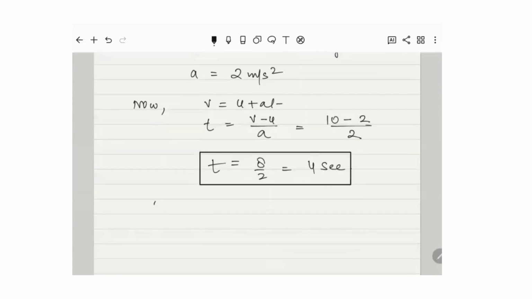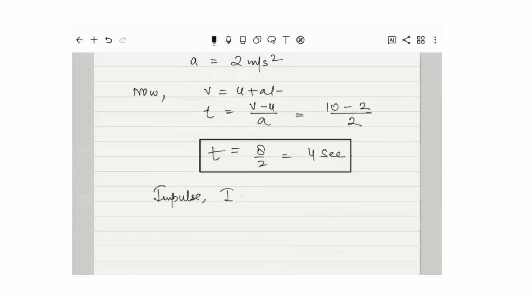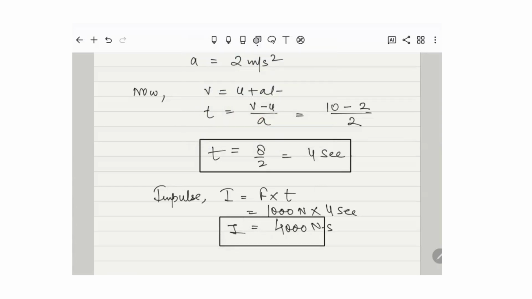Now we have to find the impulse, the second part of the question. Now what is impulse? Impulse is change in momentum, right? Or in terms of force, it is F into t, right? So impulse is the impact, means force and for how much time that force is applied on the body, right? So force is already given, that is 1000 Newton, into time we have already calculated, 4 seconds. So this will be equal to 4000 Newton second, right? So this is the impact created by this force when it is applied for 4 seconds.